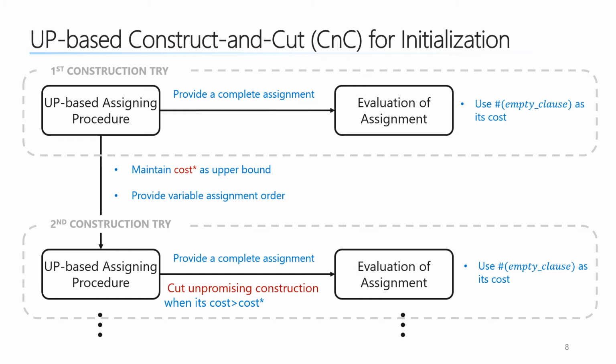After a construction try is done, the CnC method maintains the current best cost as the upper bound, and provides the upper bound as well as the variable assignment order to the next construction try. In the following construction tries, if an assignment cost exceeds the upper bound, then the CnC method identifies the corresponding construction try as an unpromising try and cuts it. Finally, the CnC method outputs the assignment with the best cost.